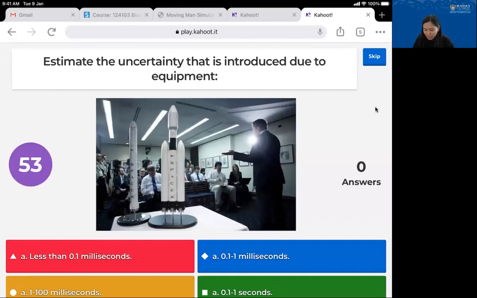Estimate the uncertainty introduced due to the equipment. I think here we're talking about the uncertainty in time, because the choices are in milliseconds. So uncertainty in the equipment for measuring time.